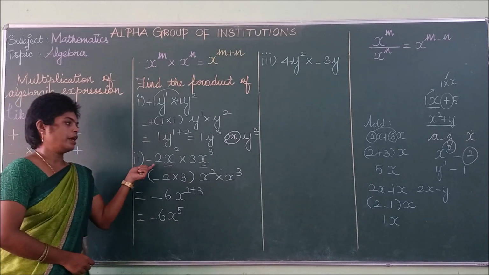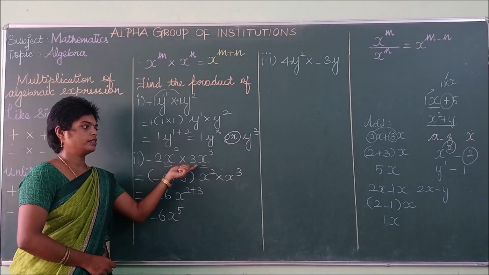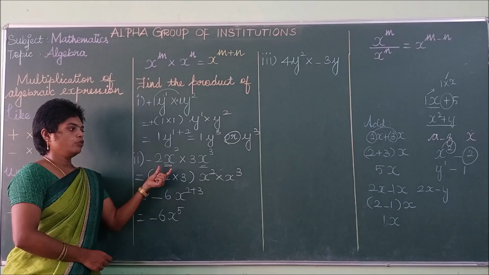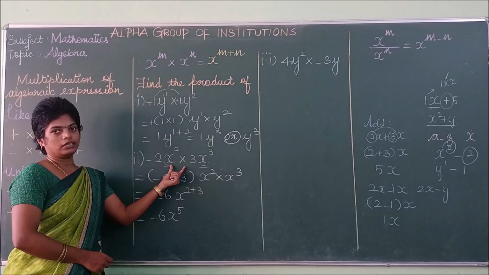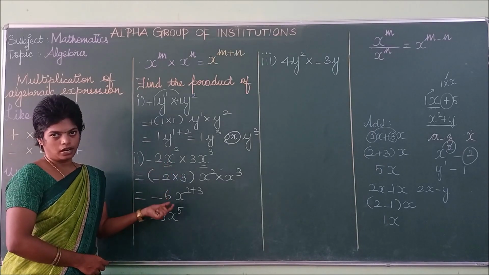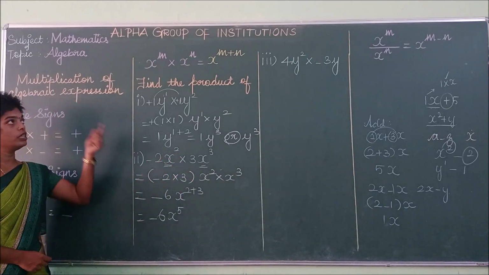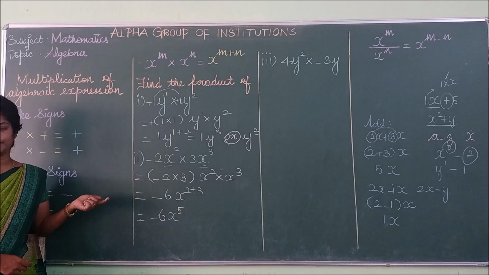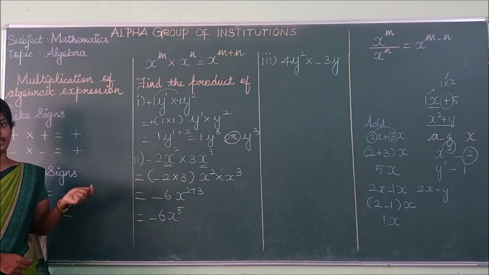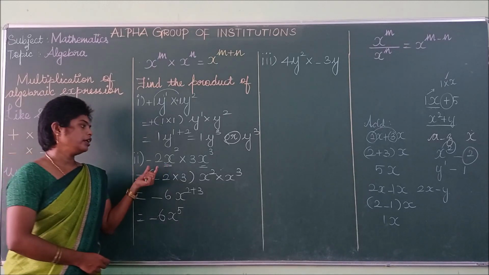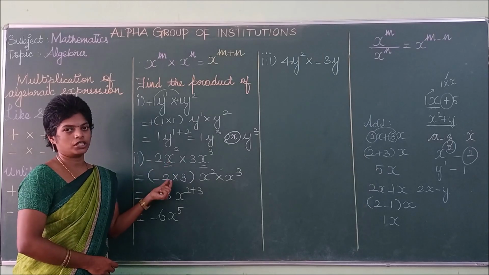The question is minus 2x squared times 3x power 3. First, you have to verify whether the bases are the same or not. If the bases are the same, you can add the powers using the formula x power m into x power n, which is equal to x power m plus n. Before that, you have to multiply the coefficients also.